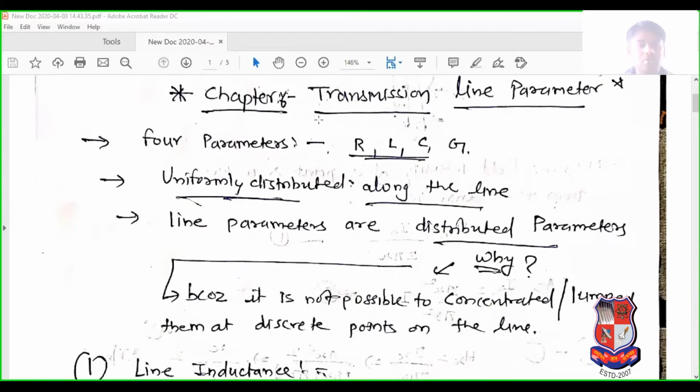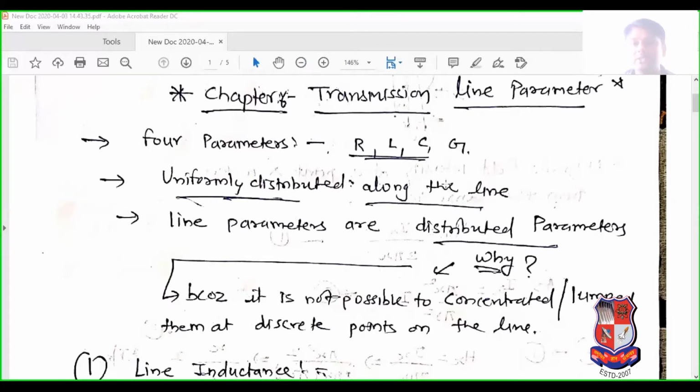We know that an electrical transmission line basically has 4 parameters. What are the 4 parameters? These are known as resistance, inductance, capacitance, and shunt conductance. These 4 parameters are uniformly distributed along the whole length of the line, and each has its own value. These line parameters, that is R, L, C, and G, are called the distributed parameters.